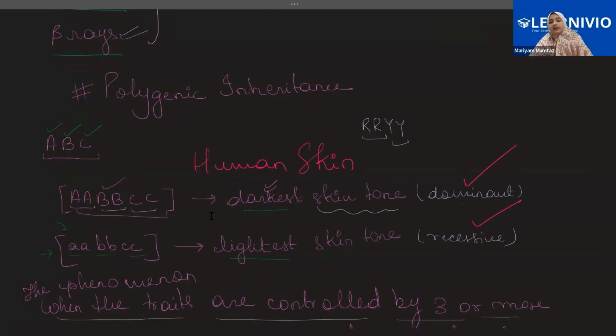The best example here is human skin color. Now, there are many people in the world that have extremely dark skin, completely black. But then there are also different types of humans that have completely white, pale skin. And then there are so many in between, darker than that, lighter than that. So the inheritance of human skin color is polygenic inheritance.